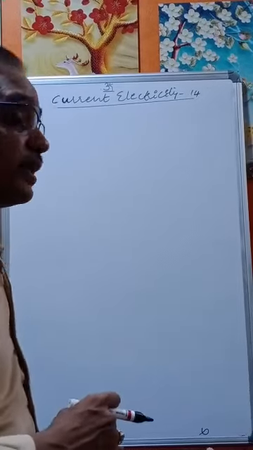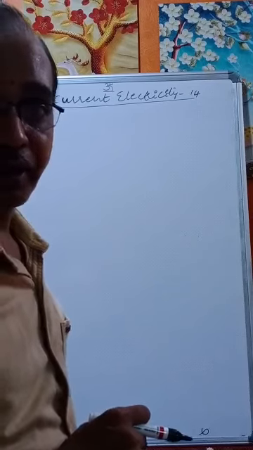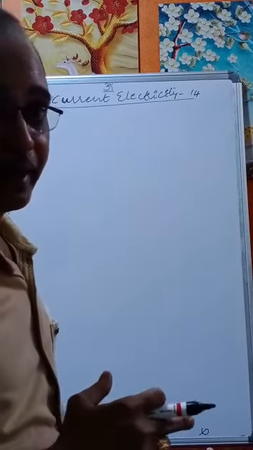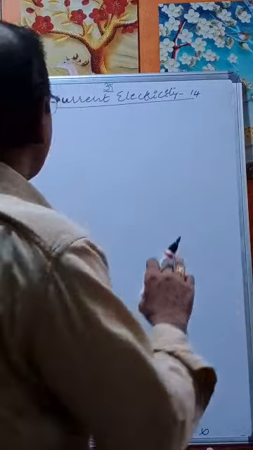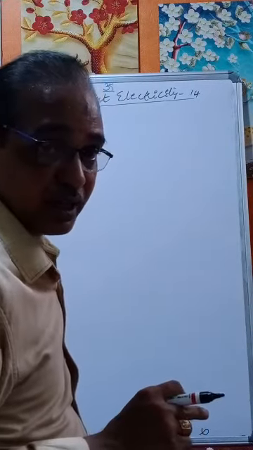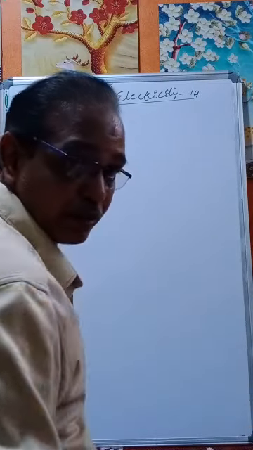In class 13, we have seen Kirchhoff's current law and Kirchhoff's voltage law, and I have applied them with sign conventions. KCL is in accordance with the law of conservation of charge, and KVL is in accordance with the law of conservation of energy. Okay.